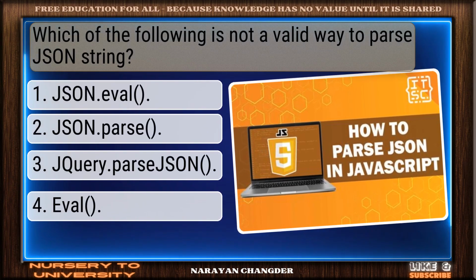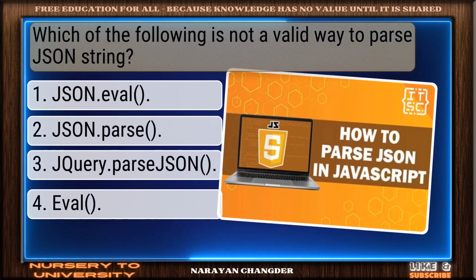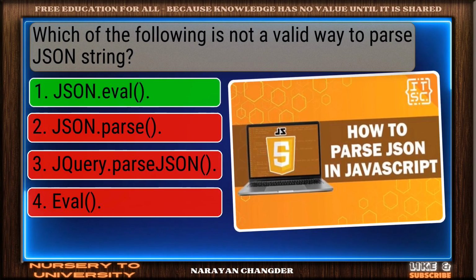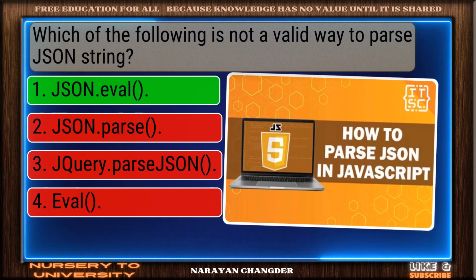Question number 17. Which of the following is not a valid way to parse a JSON string? You chose JSON eval, and it is correct.